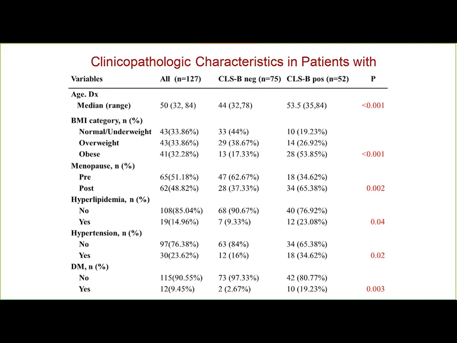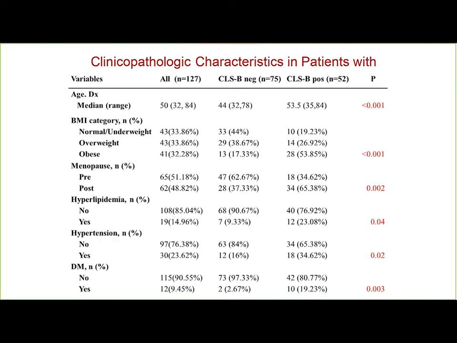So this is a retrospective study, and there were 127 cases. You can see at the top, 75 of these cases had no evidence of white adipose tissue inflammation, and 52 were inflamed, CLS-B positive. And then we simply compared those without inflammation versus those with inflammation, and there are a number of interesting features.